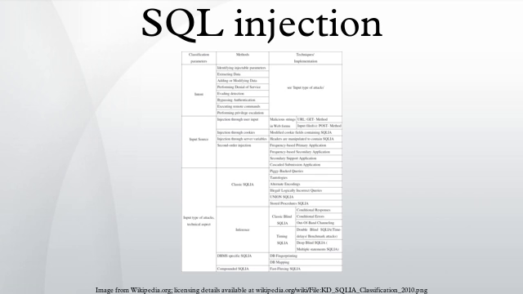Incorrect type handling. This form of SQL injection occurs when a user-supplied field is not strongly typed or is not checked for type constraints. This could take place when a numeric field is to be used in an SQL statement, but the programmer makes no checks to validate that the user-supplied input is numeric.